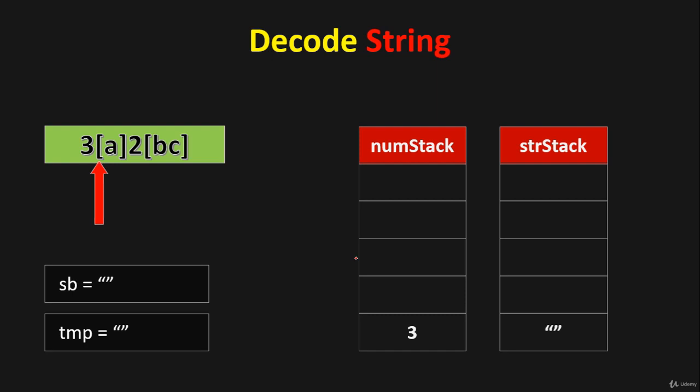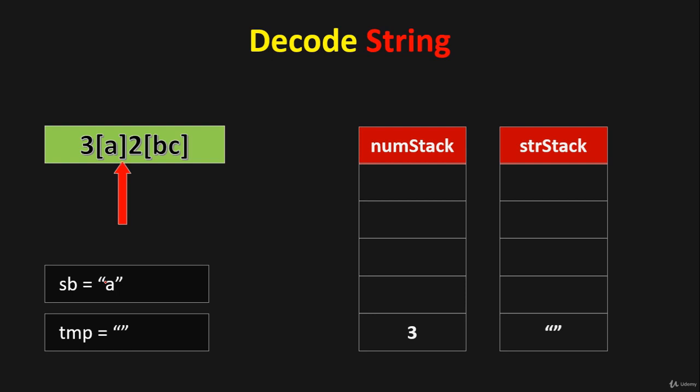The next character is opening bracket. When you find an opening bracket, what we're going to do, we're going to insert whatever we have in our string builder variable to string stack. We have here empty string, so we have inserted here empty string, and we will set this string builder to empty string. The string builder is already empty string, so nothing needs to be done here. Now let's go to the next character. The next character is A. Whenever we find a character that is an English alphabet, we're going to insert that character to string builder. Then let's move to the next character.